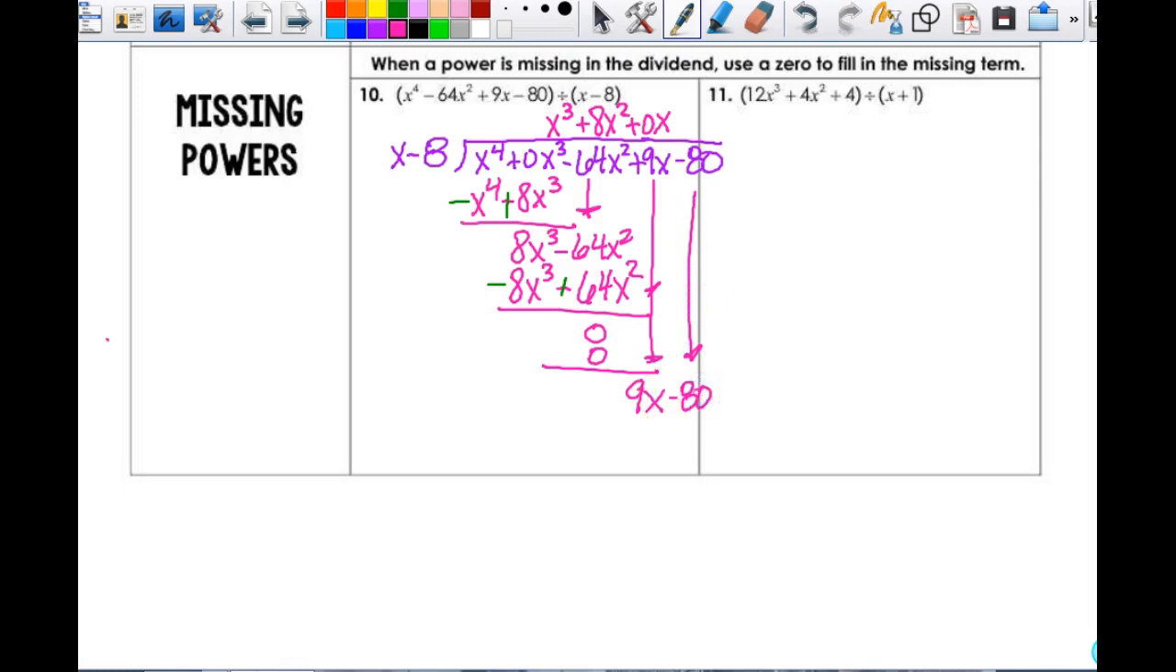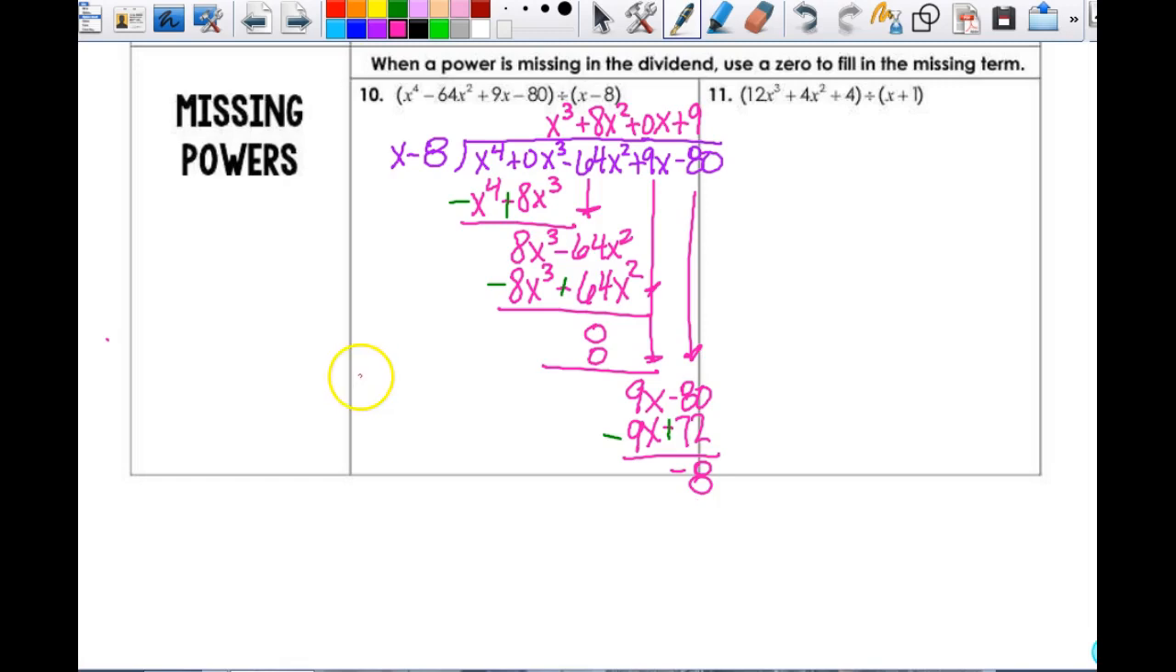So how many times does x go into 9x? 9 times. Plus 9. So that gives me 9x minus 72. I go through and change my signs, and I get a minus 8 there. Now, that 0x I put up at the top there, do I actually write it as my answer? No. But it fills in all my spots up there, right? That's an important process there.